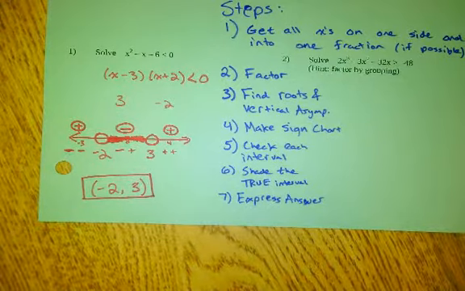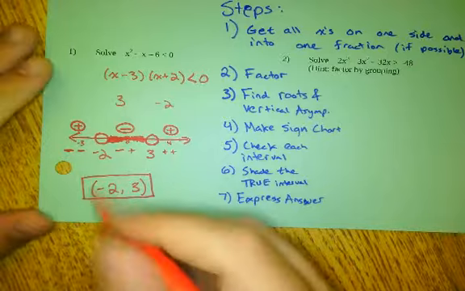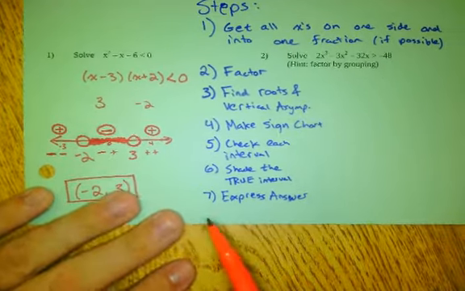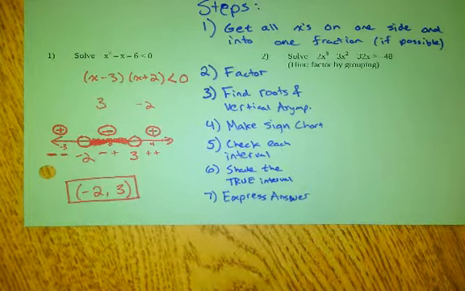What would happen if it was the one on the left, where numbers were smaller? Yeah, if it was the outer guys, it would be -infinity to -2, and then from 3 to infinity. And that's really about it.